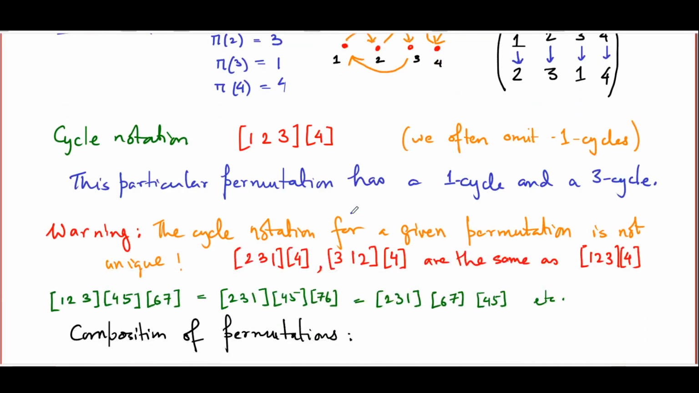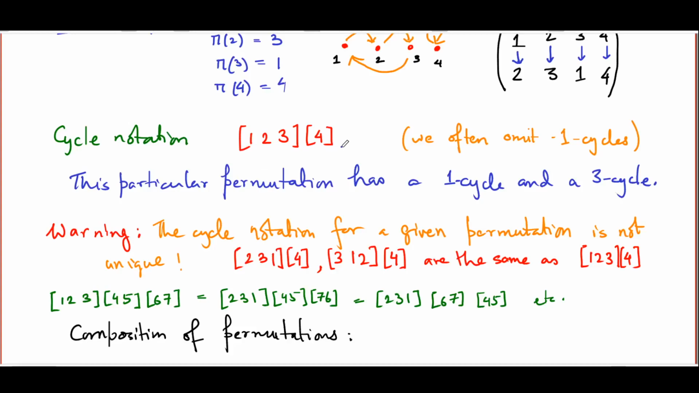Now, when we are talking about the cycle notation, we have to be careful about one thing. The cycle 1, 2, 3 takes 1 to 2, 2 to 3, 3 to 1. But it can also be written down as 2, 3, 1 because that will also take 2 to 3, 3 to 1 and 1 to 2. Similarly, 3, 1, 2 is exactly the same cycle as the cycle 1, 2, 3. So, the cycle notation for a given permutation, although it's very, very useful, it's not unique. That is something we have to be very careful about in what comes in the future.